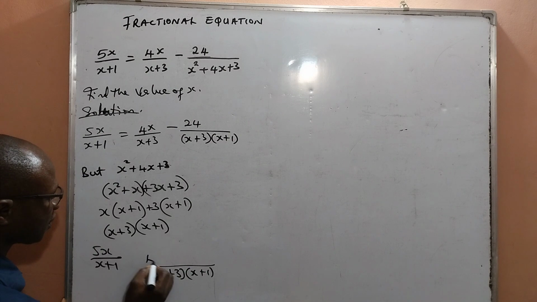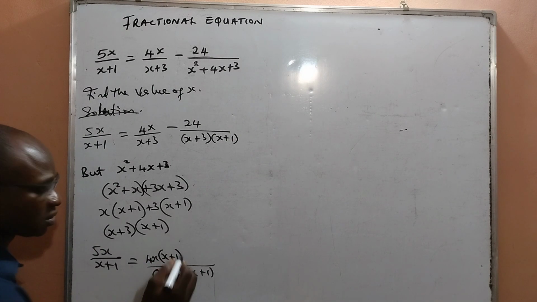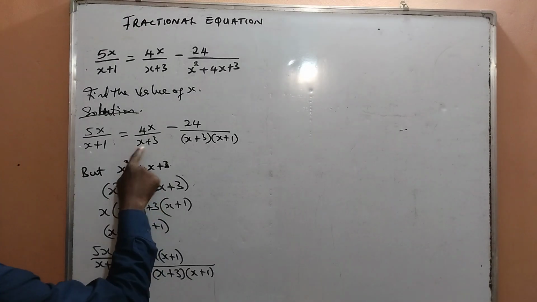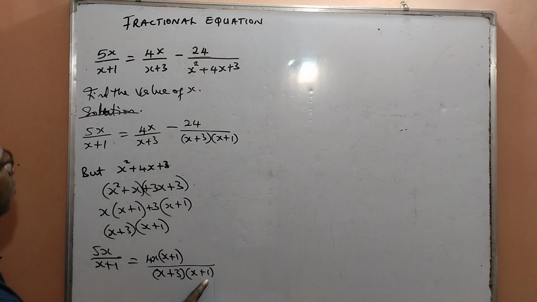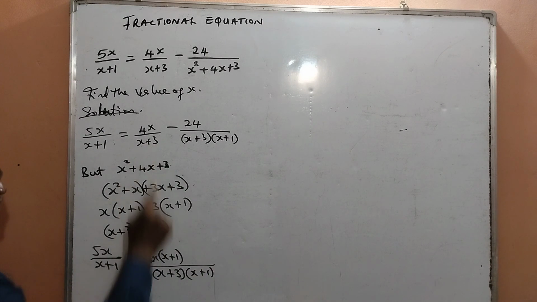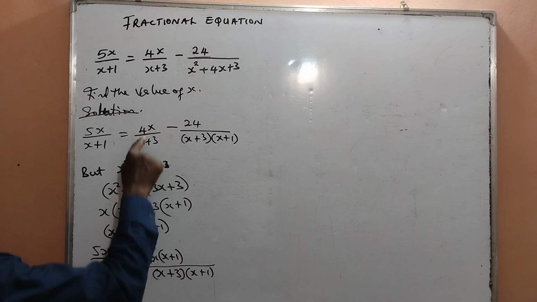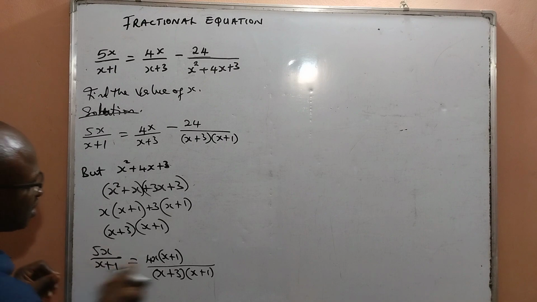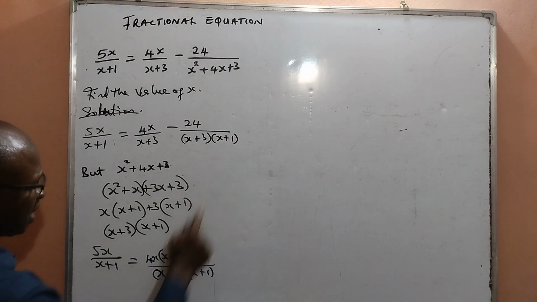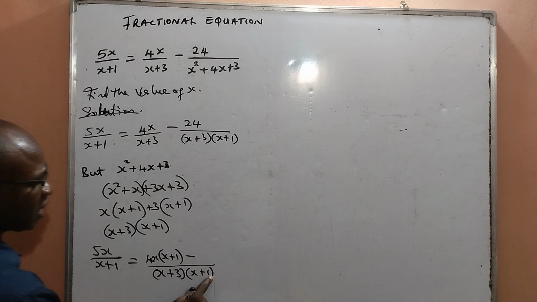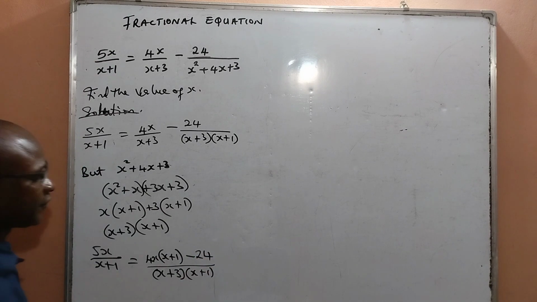So I will have 4x into x plus 1. What have I done? X plus 3 divided into the LCM here will give me x plus 1, because x plus 3 will cancel out with the x plus 3, leaving me with the x plus 1 multiplying the numerator, which is 4x. Alright, minus x plus 3 into x plus 1 divided by x plus 3 into x plus 1 will give me 1, multiplied by 24 will give me 24.